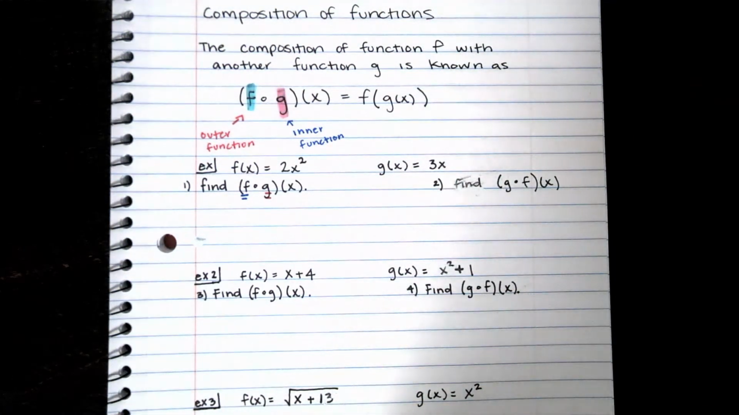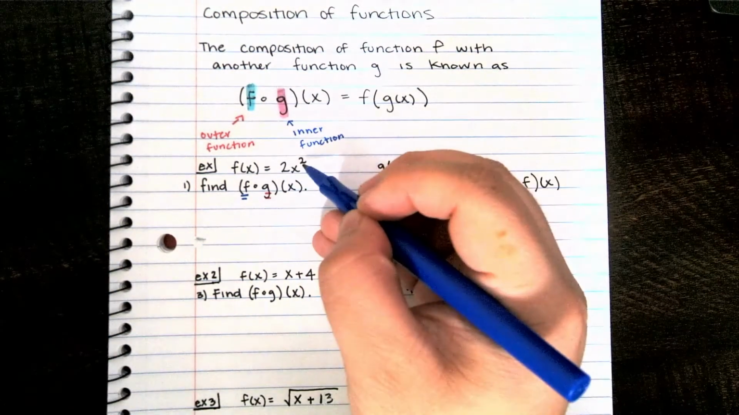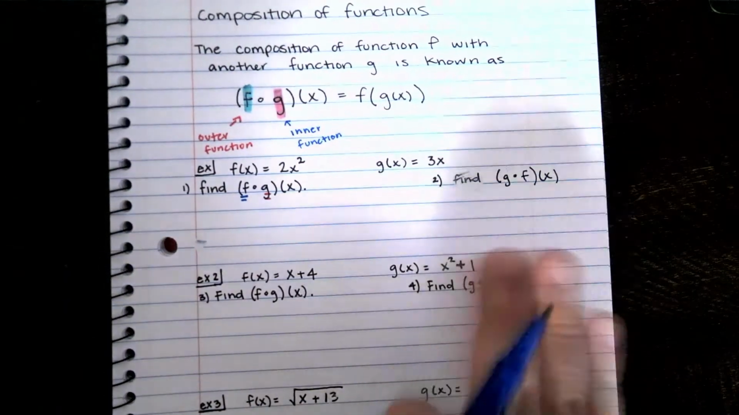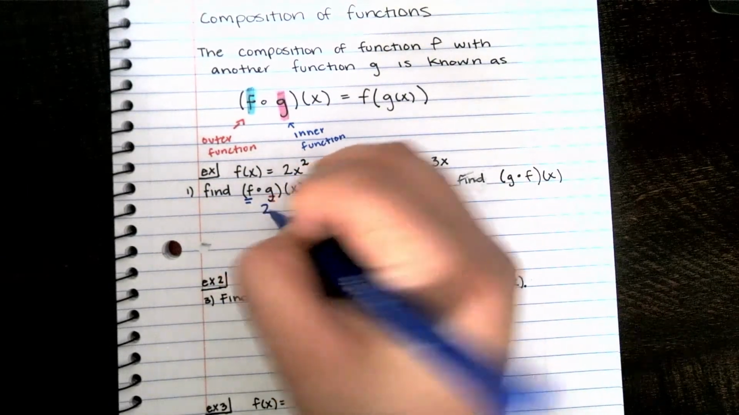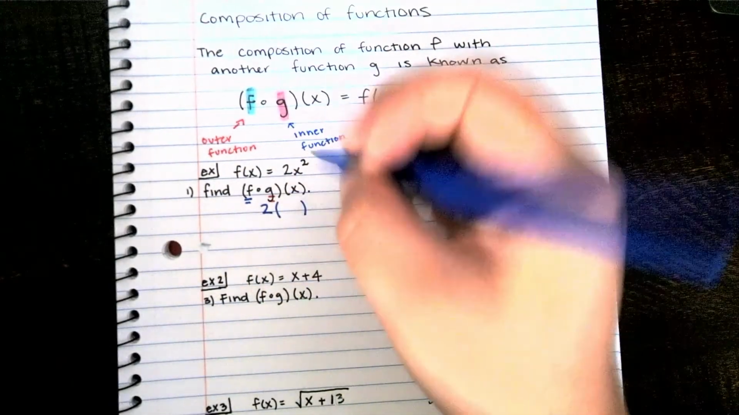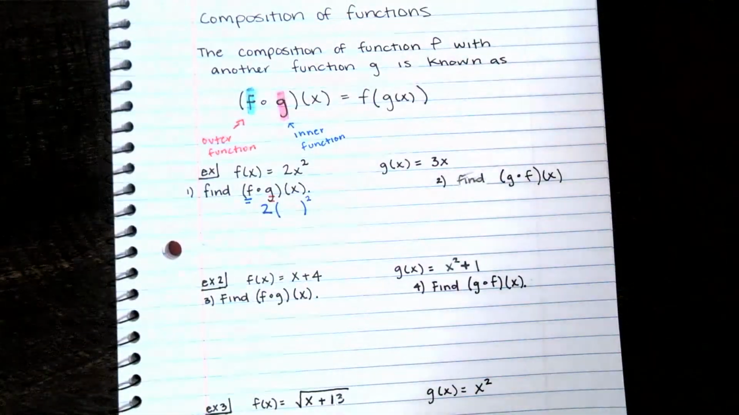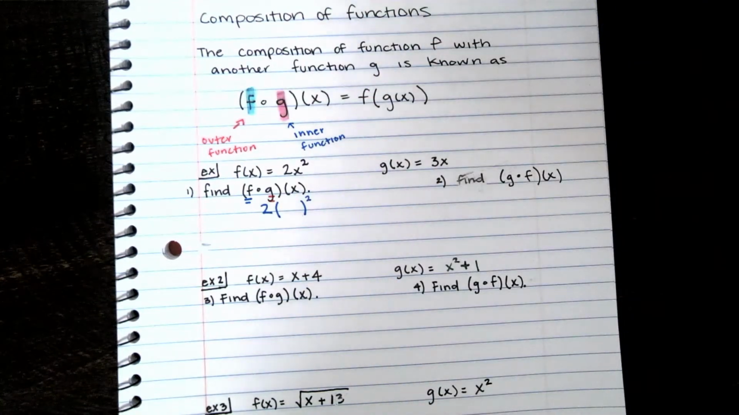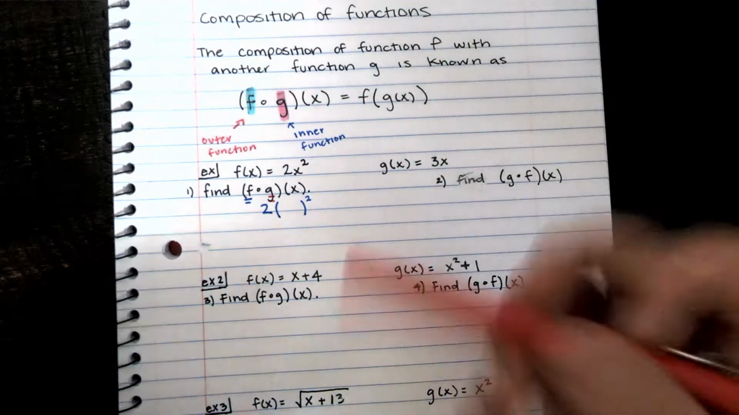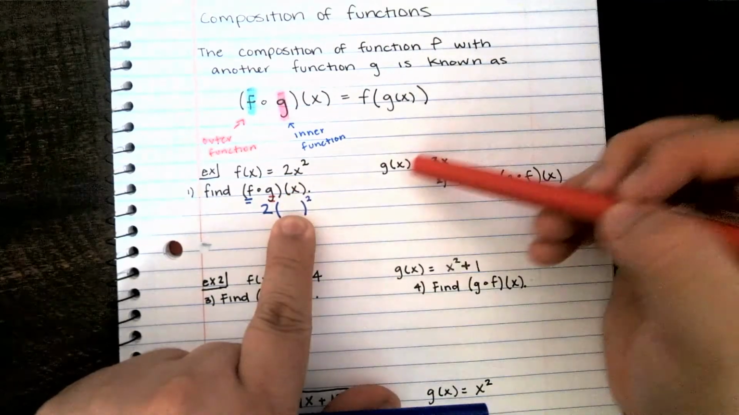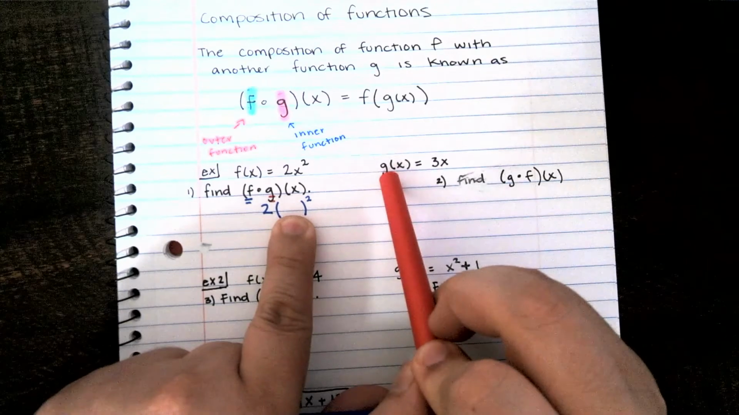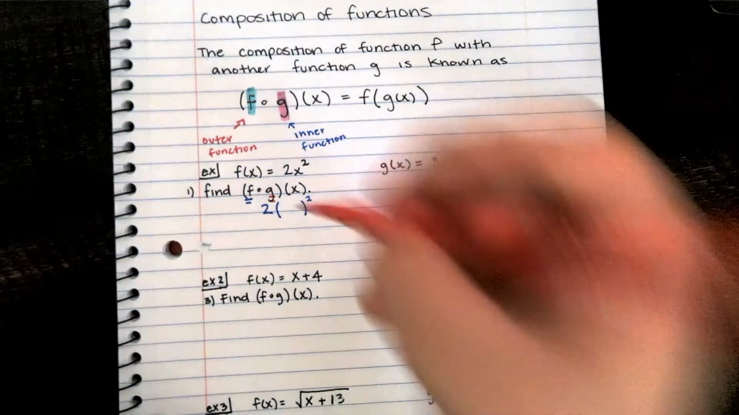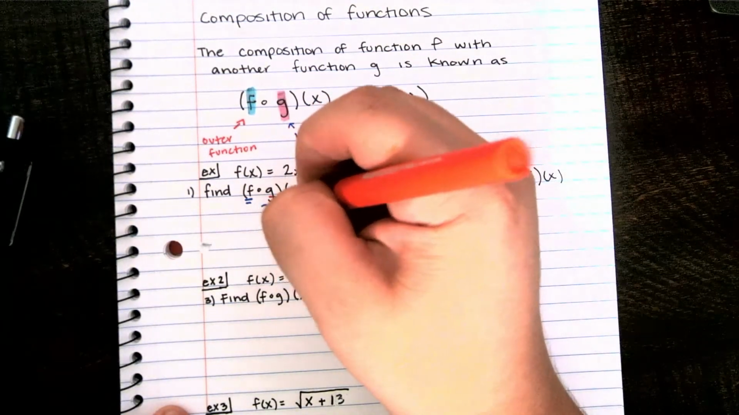The outer shell first is 2x squared, but instead of x, I'm going to leave a placeholder like I said earlier. So I'm going to write 2, parentheses, squared, because it's x squared, right? But I need to put something inside that parentheses, and that's where the inner function comes in. We're putting g inside of there. And we're not going to write g, we're going to write whatever g is equal to, the function g of x, and that is equal to 3x. So that 3x is going right where the x was supposed to go.